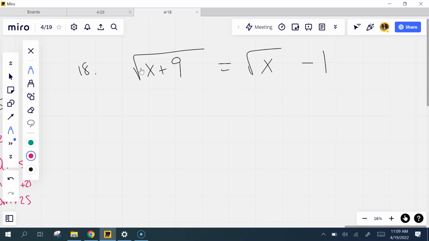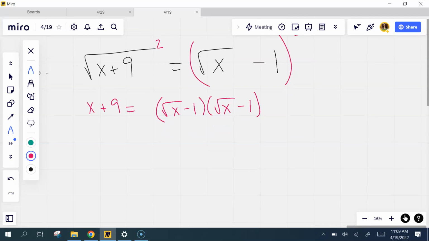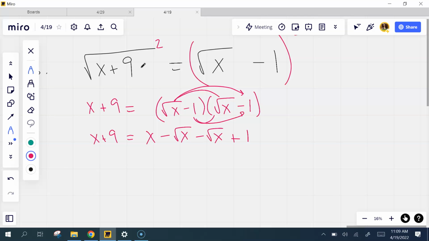So here, if I square both sides, I'm still in a position to have to FOIL this out on the right side. You have to square the whole side. So just like before, where I wrote it out twice, I'm going to do the same thing. All right, so let's see what happens. I have x plus 9 equals, what's the square root of x times the square root of x? x. Then I have minus the square root of x, minus the square root of x, plus 1. Gross, right?